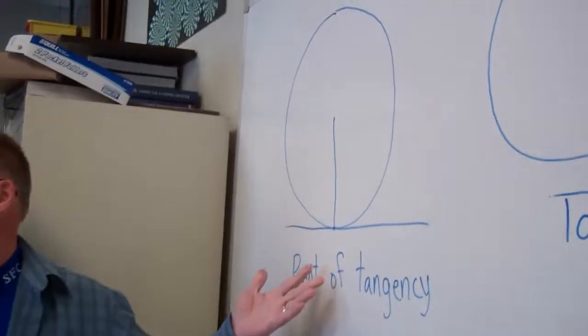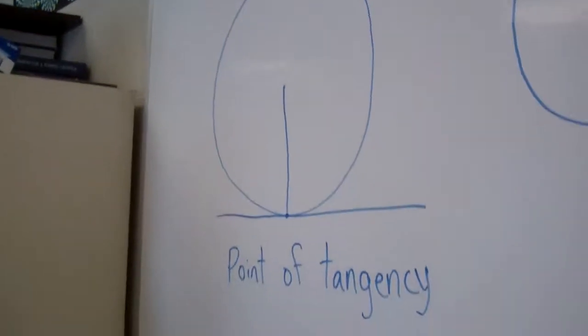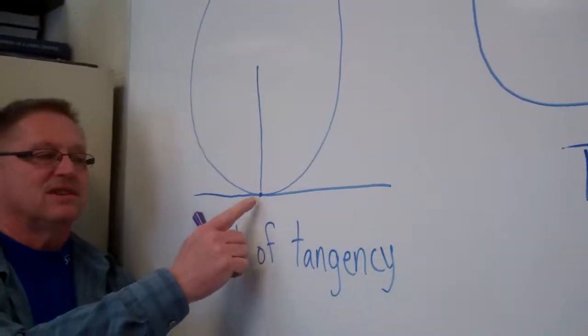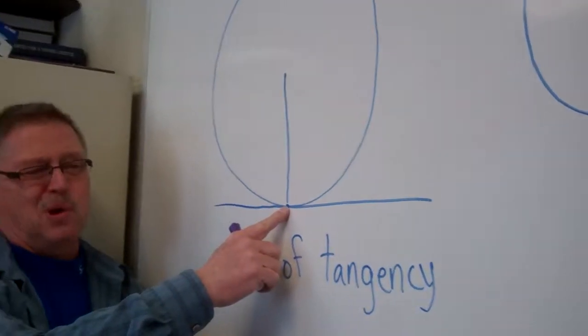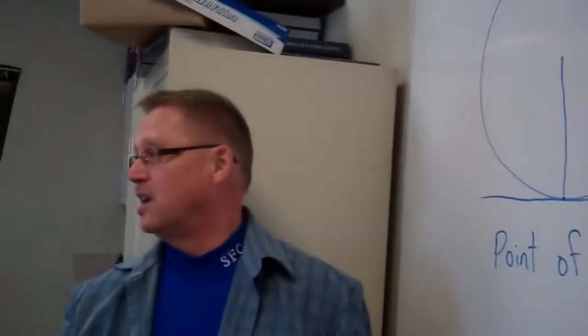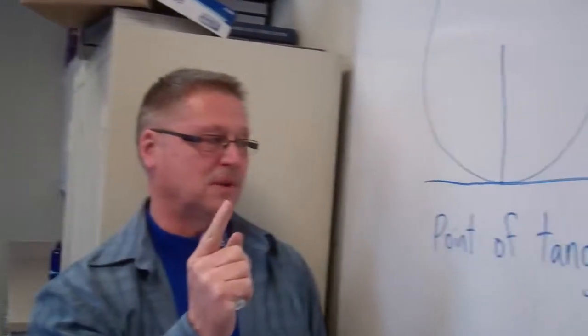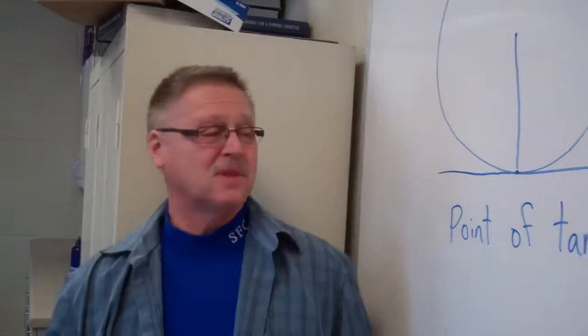This is lesson 10-5 and 10-6. We'll start right here with 10-5. Point of tangency. The point of tangency is that one point where a line hits the edge of a circle. If a line hits the edge of a circle in just one point, that would be the point of tangency.